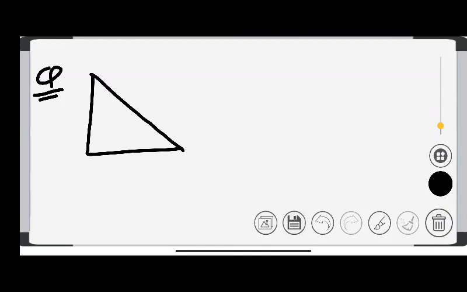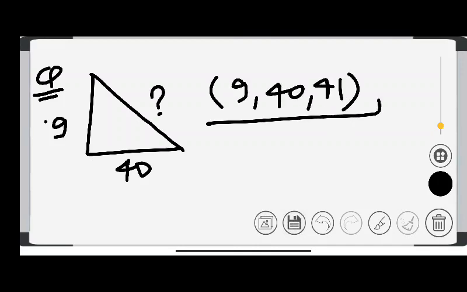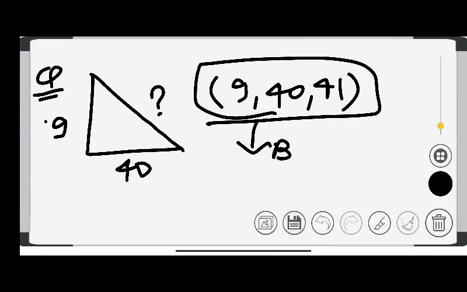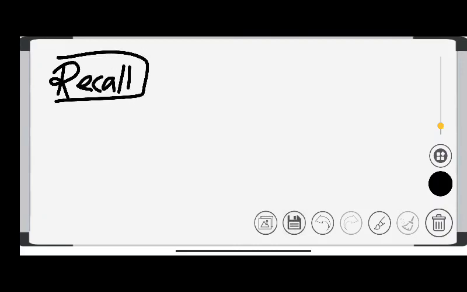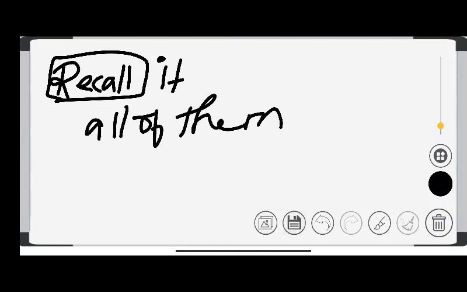Let's take more examples. If I take 90, 9, 40, then what is this? Do you remember the triplet 9, 40 and 41? This is a basic triplet. So you have to recall all the triplets again and again, so you can do the sums as fast as you can.